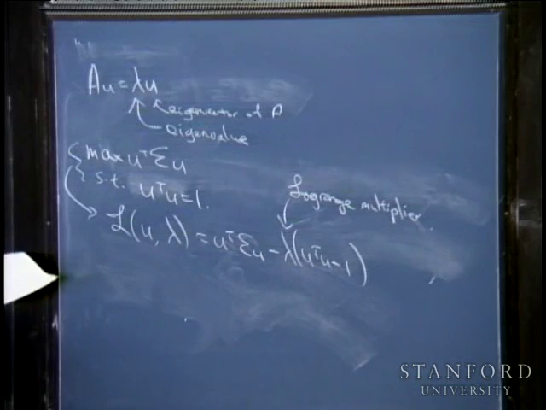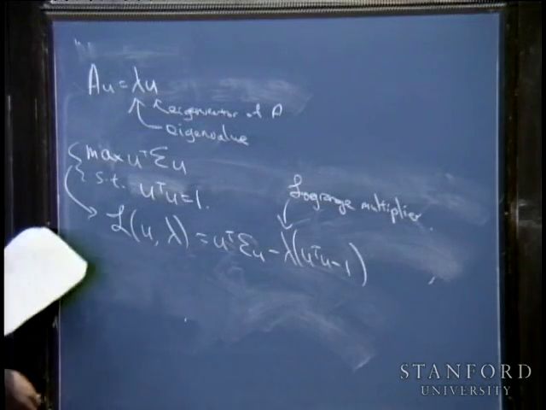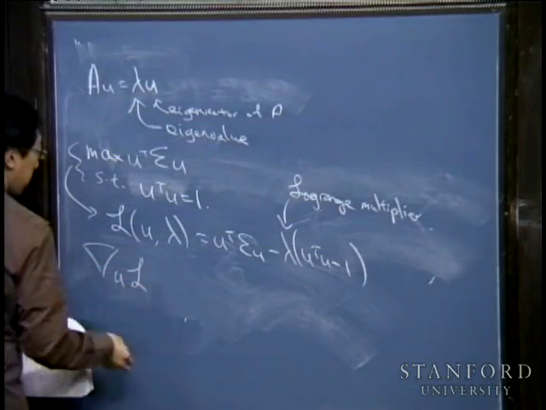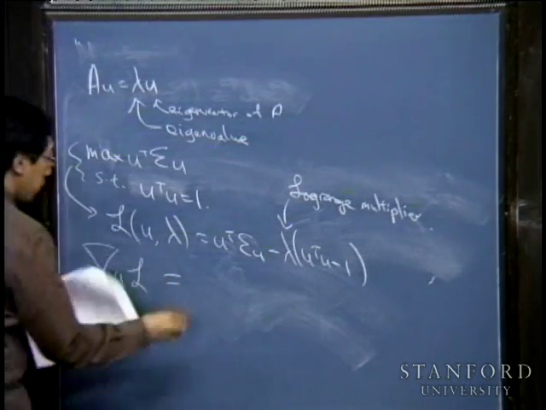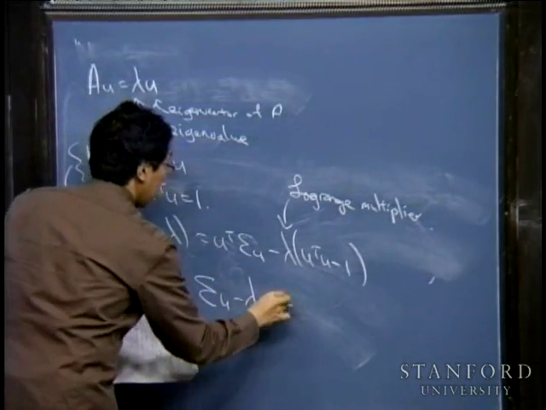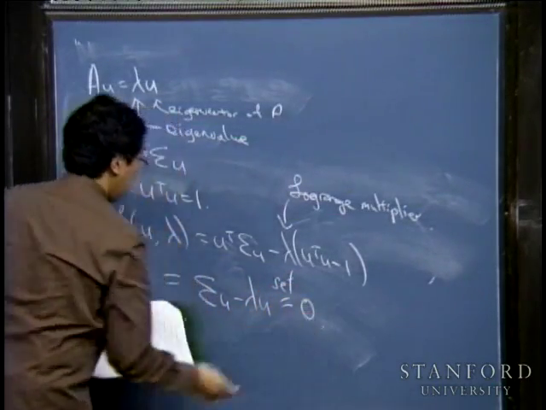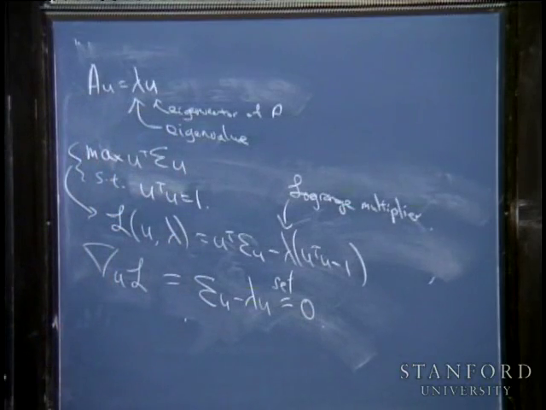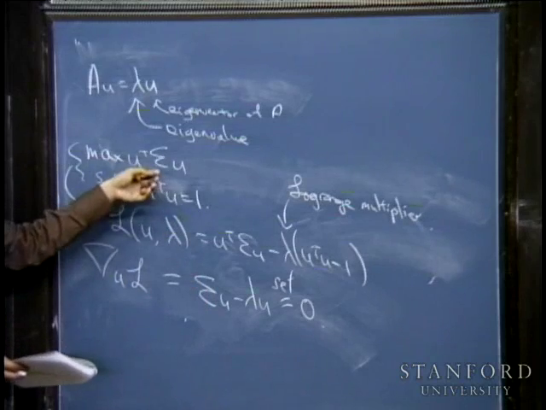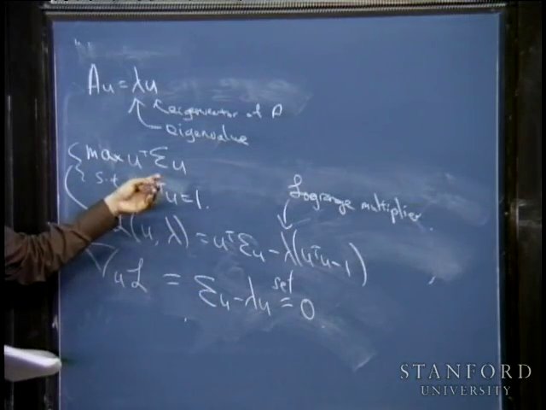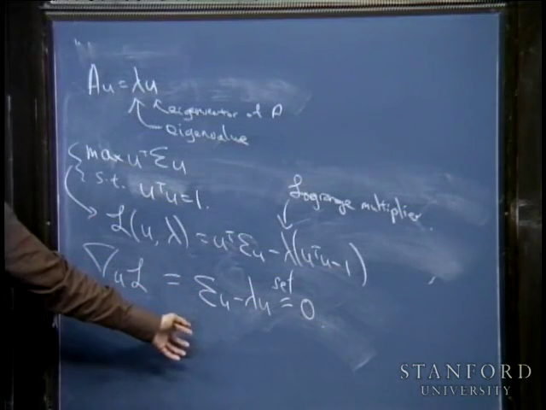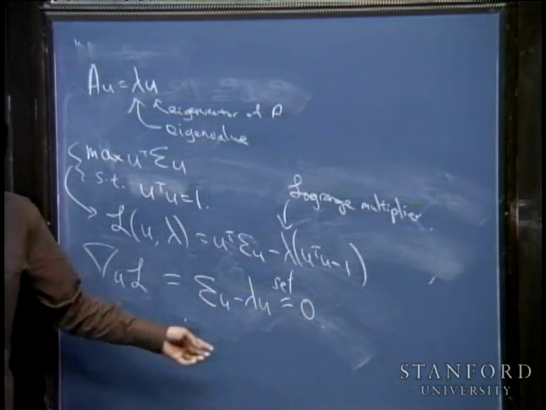Right? And so because this is a constrained optimization, to actually solve this optimization, you take the derivative of L with respect to U, and that gives you sigma U minus lambda U. You set the derivative equal to 0, and this shows that sigma U equals lambda U, and therefore the value of U that solves this constrained optimization problem we care about must be an eigenvector of sigma, and in particular it turns out to be the principal eigenvector. Okay.